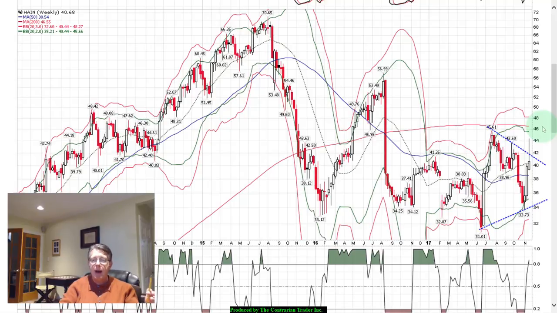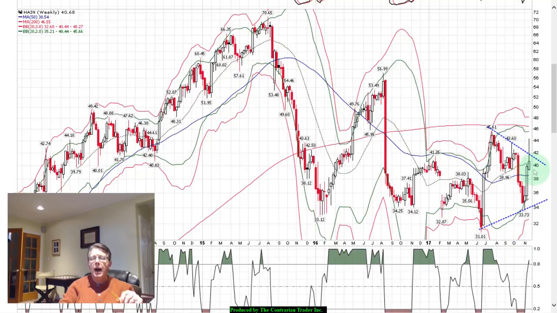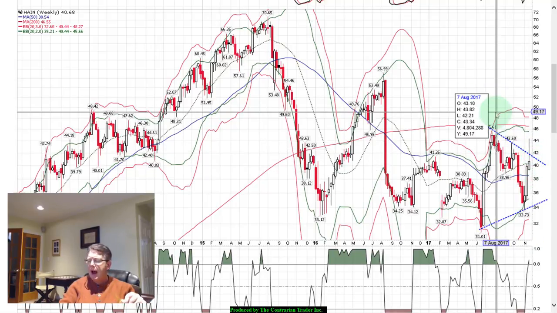They're just happy to get their money back, and they're going to sell. That's exactly what they did last week. So I wouldn't buy these shares until we got a breakout.